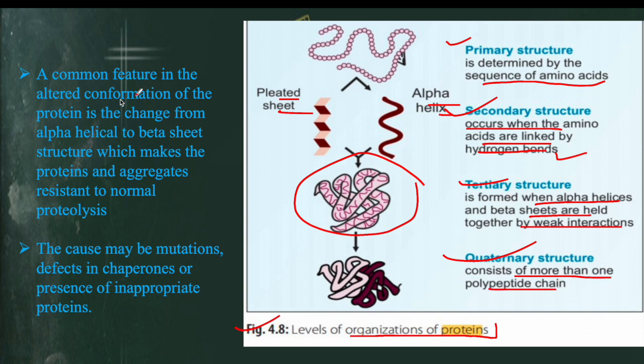Now there is a common feature in the altered conformation of the protein, that is, it is changed from the alpha helical to beta sheet structure, which makes the protein and aggregates resistant to normal proteolysis. The cause of this can be mutations, a defect in chaperones, or the presence of inappropriate proteins.